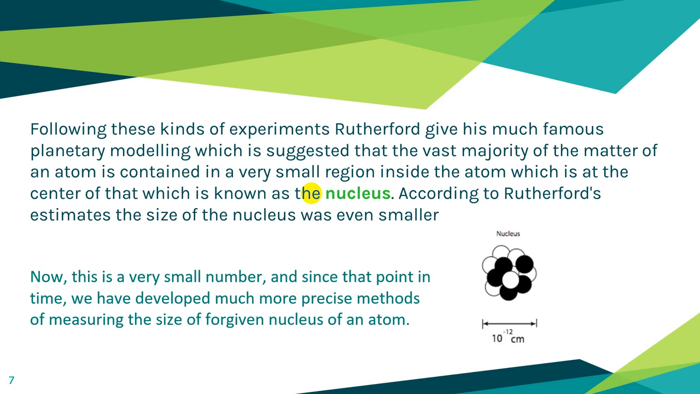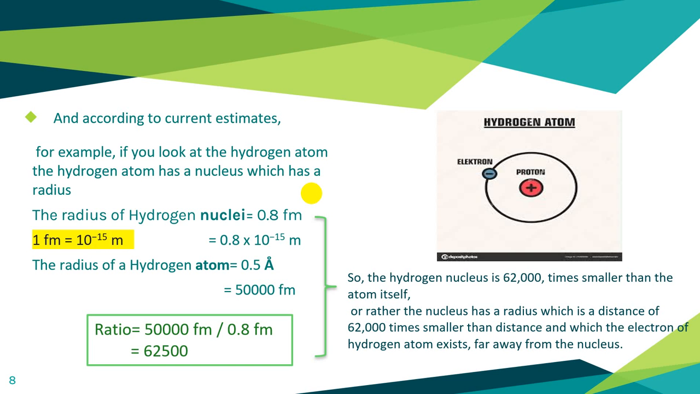Now, this is a very small number. Since that point in time, we have developed much more precise methods of measuring the size of the nucleus of an atom. According to current estimates, for example, the hydrogen atom has a nucleus which has a radius of 0.8 femtometers, and 1 femtometer is equal to 10 to the power minus 15 meters. The radius of the hydrogen atom is 0.5 angstrom, which is equal to 50,000 femtometers.